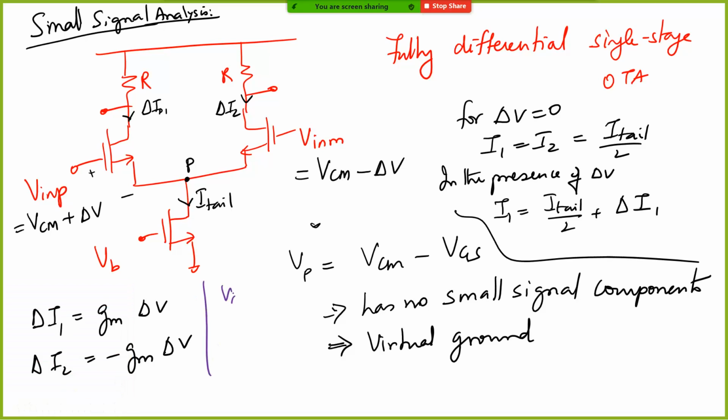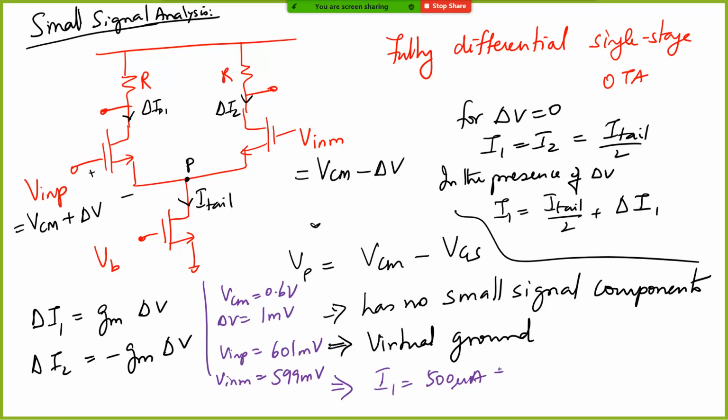So, a small example could be that VCM is, let's say, 0.6 volt, and delta V is, let's say, 1 millivolt. So, V in P is given as 601 millivolt and V in M is 599 millivolt. Now, what happens? I1 can be written as, let's say I tail is 1 milliampere, so it becomes 500 microamp plus GM times 1 millivolt, and I2 becomes 500 microamp minus GM times 1 millivolt. All right.